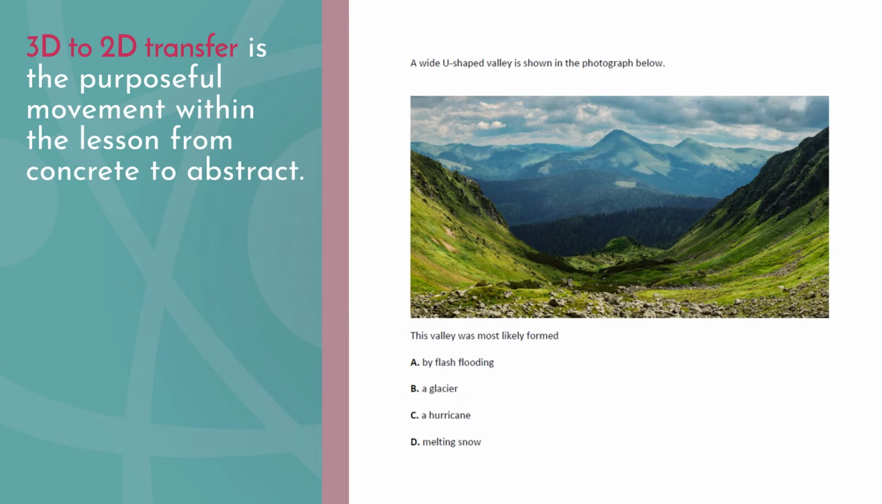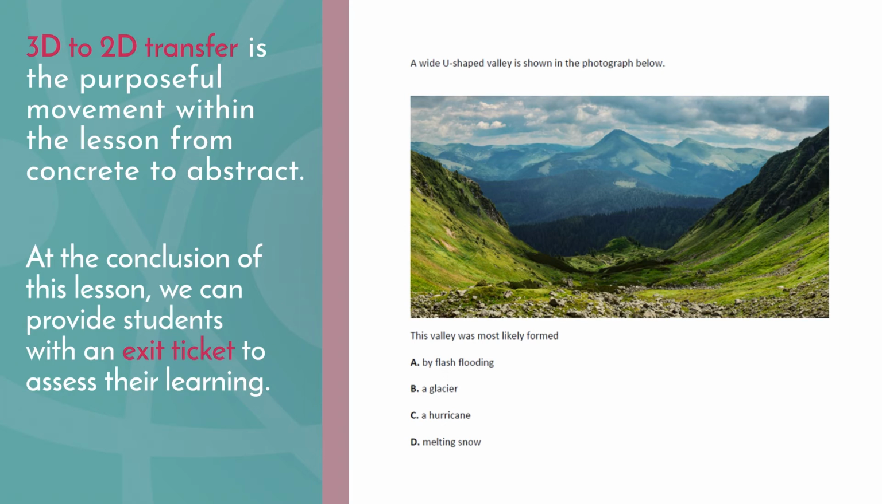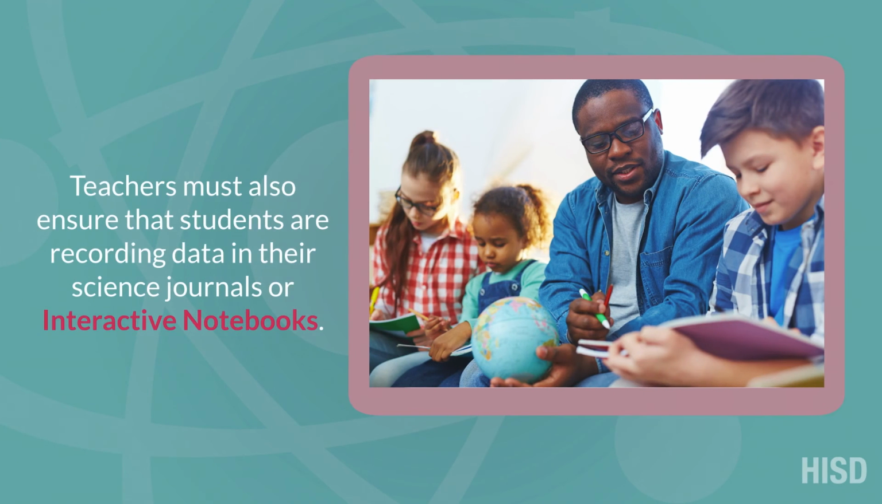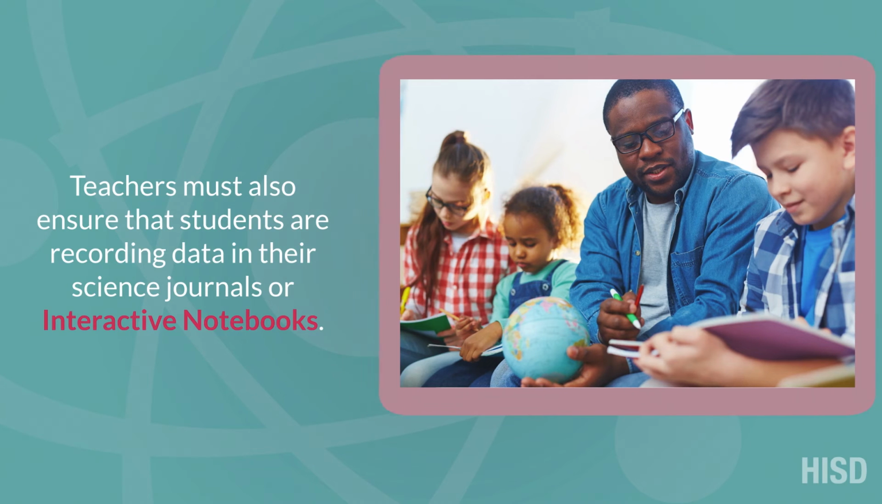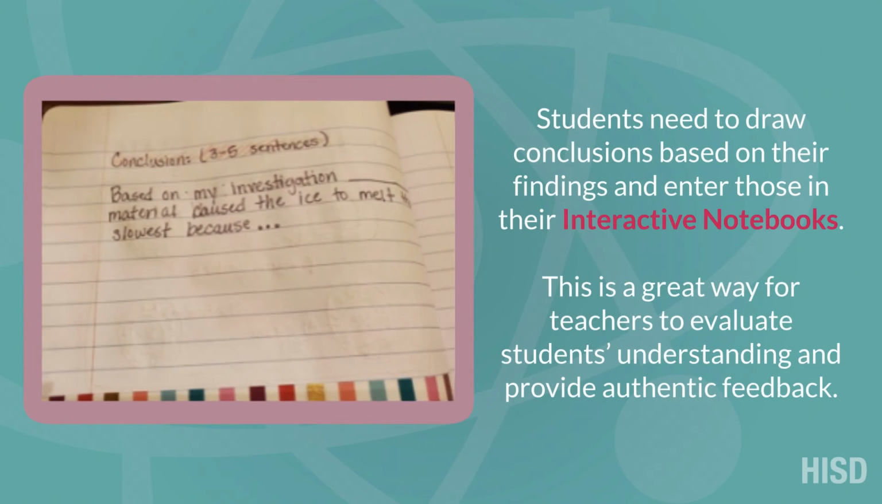3D to 2D transfer is the purposeful movement within a lesson from concrete to abstract. At the conclusion of this lesson, we can provide students with an exit ticket to assess their learning. Teachers must also ensure that students are recording data in their science journals or interactive notebooks. Students need to draw conclusions based on their findings and enter those in their interactive notebooks. This is a great way for teachers to evaluate students' understanding and provide authentic feedback.